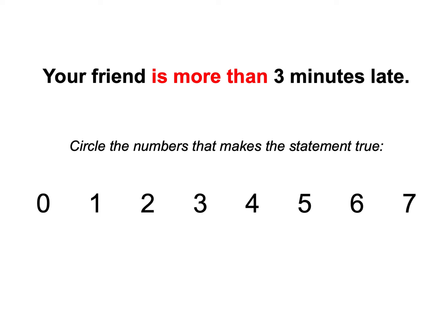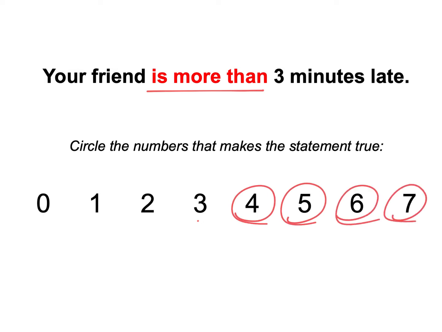Your friend is more than 3 minutes late. So they're more than 3 minutes late. So which numbers should I circle? They're more than 3. So that means I can't circle 3, but I can circle 4, 5, 6, and 7.